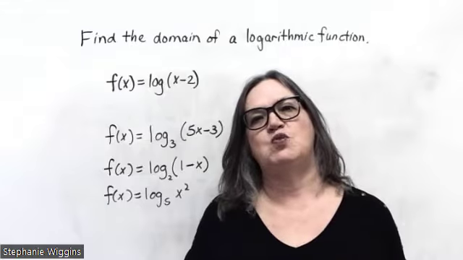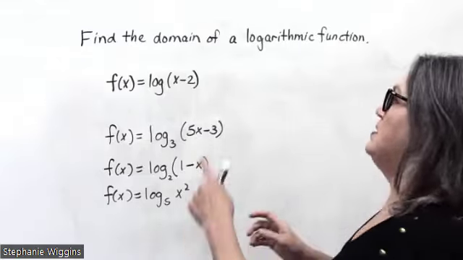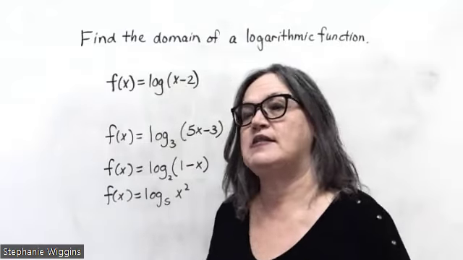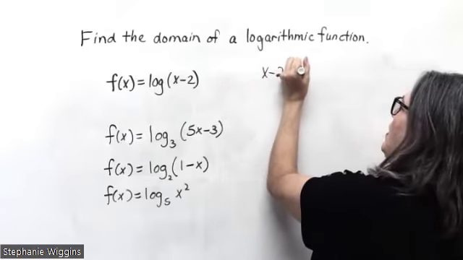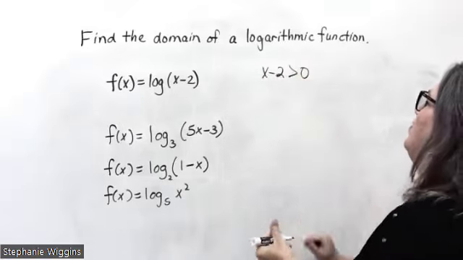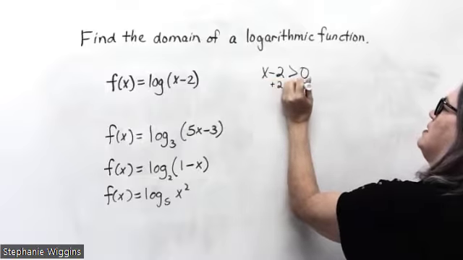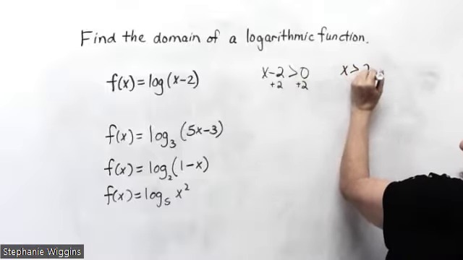So basically what you do is you set the argument greater than 0 and solve. This is the argument right here. It's what's inside the log. That has to be positive. So we just take x minus 2, set it greater than 0 to make it positive, and then we solve it. We're going to add 2 to both sides of the inequality, and we get x is greater than 2.